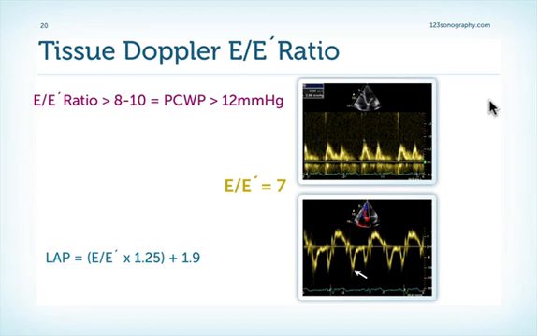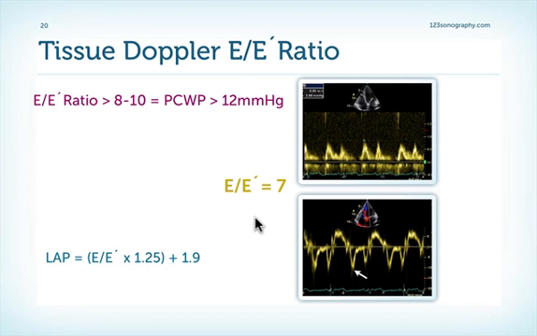Here's an example. We have an E wave which is taller than the A wave. Now, is this normal or a pseudonormal pattern? To solve this, we perform tissue Doppler. First of all, we see that the E prime is above 10 and that the ratio is 7. In other words, we have normal left ventricular filling pressures. The normal values are below 8 to 10. And this means you have a normal and not a pseudonormal pattern.